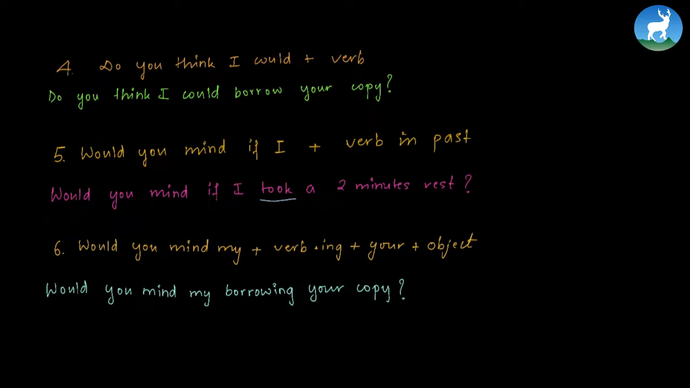So here, notice that you are using a structure with would you mind my plus a verb in ing. So a verb plus ing. Would you mind my borrow? The ing form of borrow is borrowing, which is the verb plus ing, plus your copy. Your, you just write your, and copy is the object. Now, the last sentence structure I have for you today is, would it be possible for me plus infinitive.